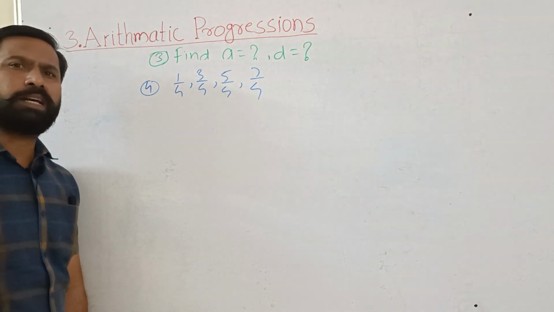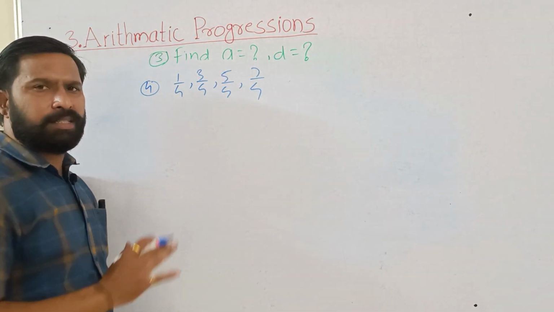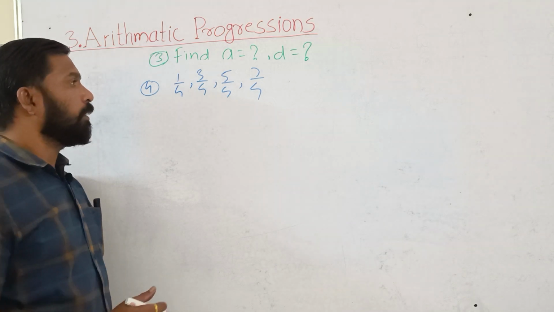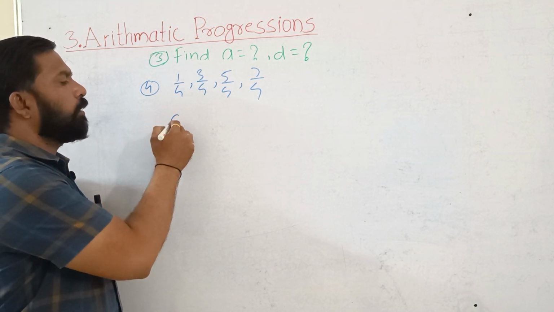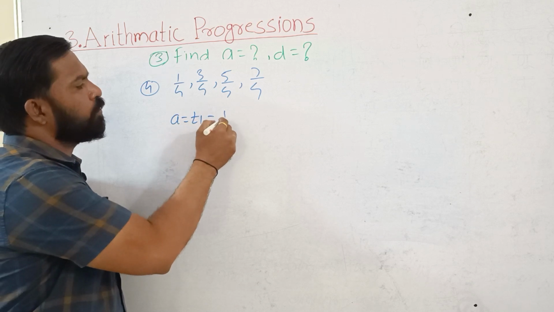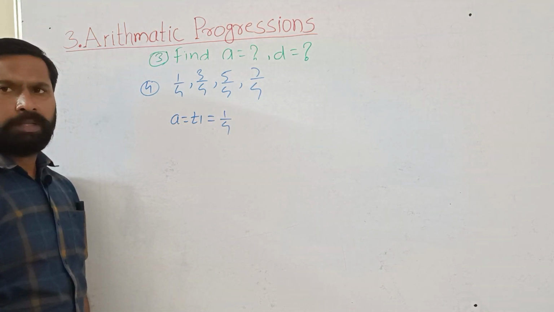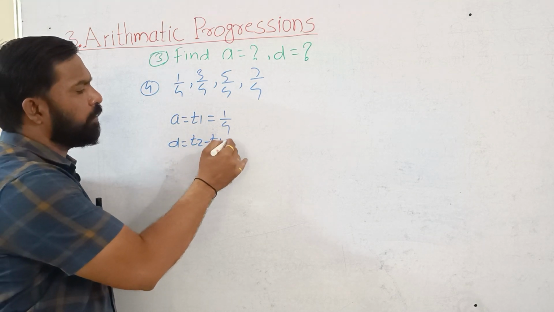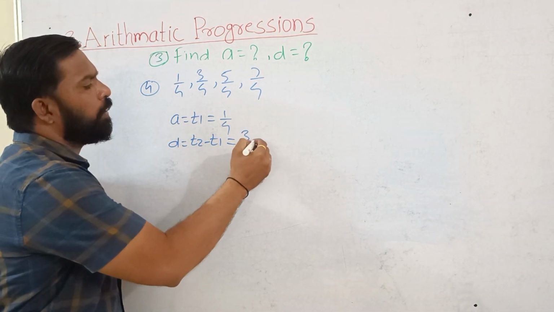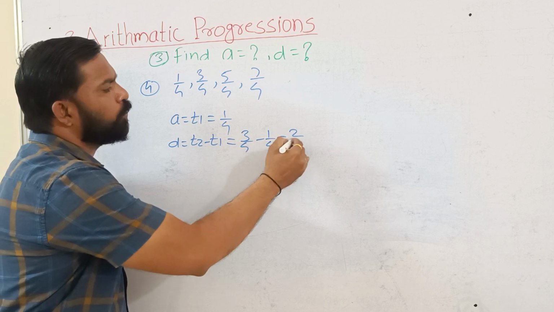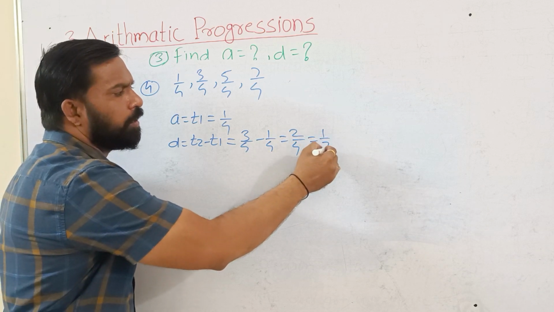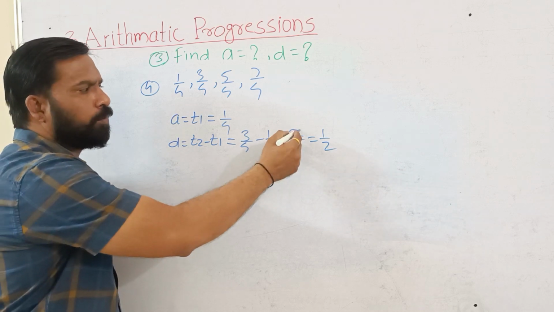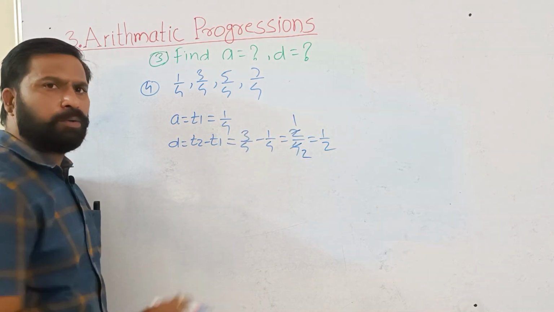Students, as these examples are very easy, I am directly solving this example. The third one I am skipping because those are very easy examples. What we have to do here: A is equal to T1 is equal to 1 by 4. A we found. Now D is equal to T2 minus T1, which is equal to 3 by 4 minus 1 by 4, which is 2 by 4, which can also be written as 1 by 2.